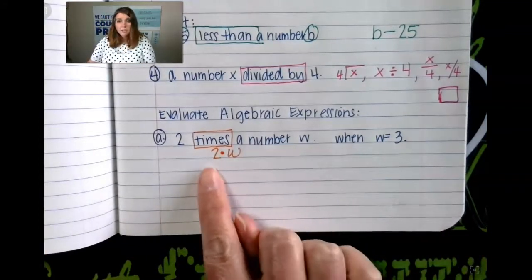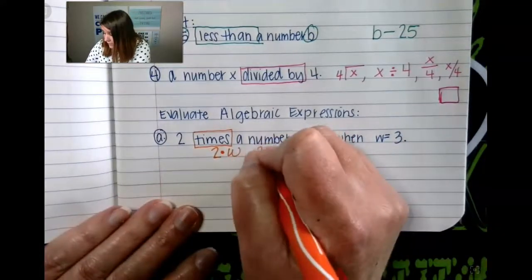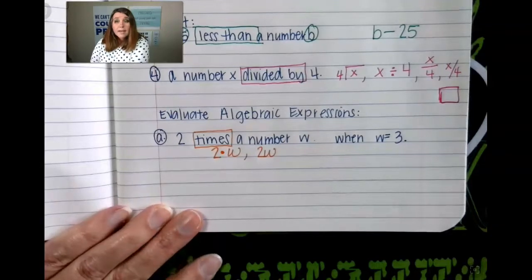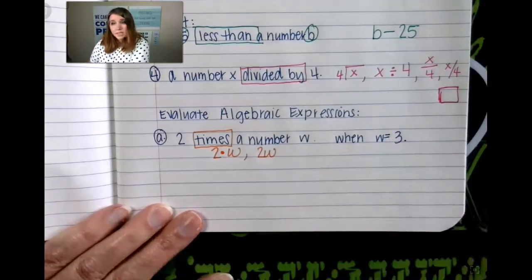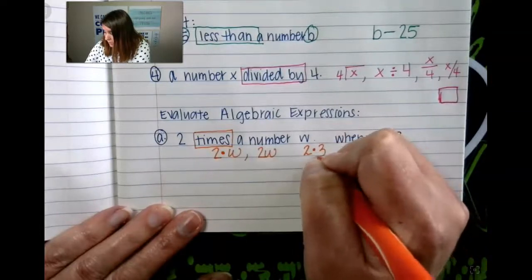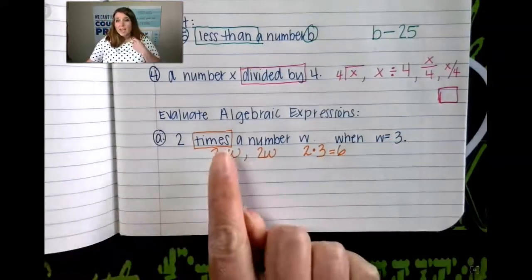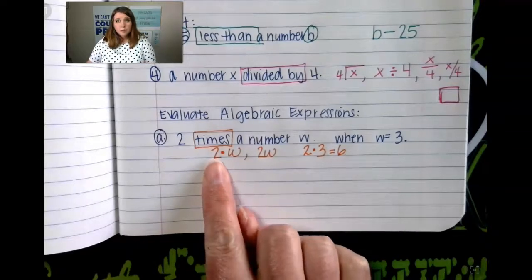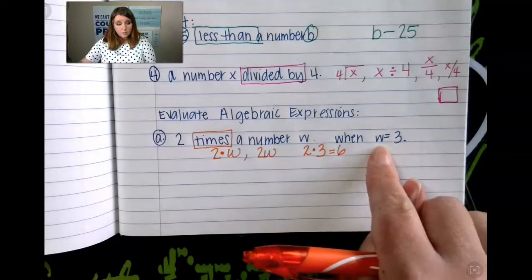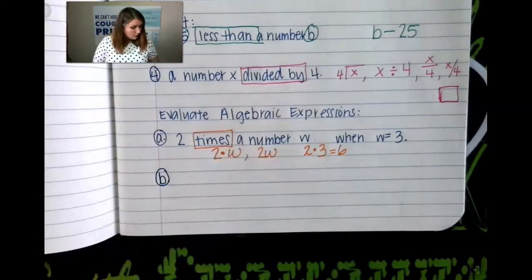So here is my algebraic expression that I've written, 2 times W. I could have also written it like this, 2W, just like this, number stuck to a letter. Now I need to substitute this in here. So now I'm going to solve it. 2 times 3. And 2 times 3 equals 6. So part A, I wrote the expression. Part B, I've now solved it because they gave me a value for W. Okay, let's do another one.